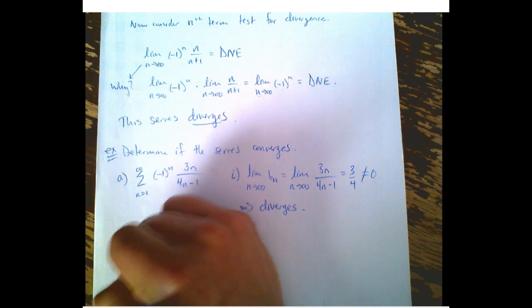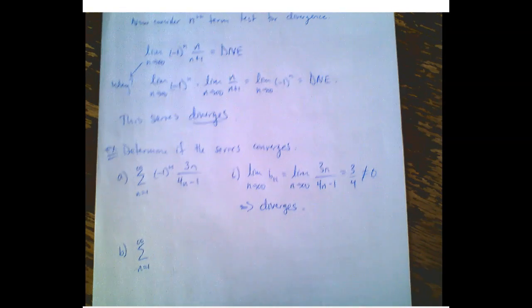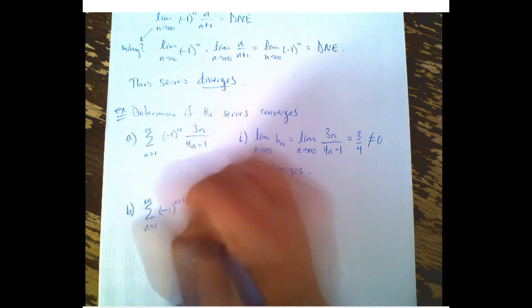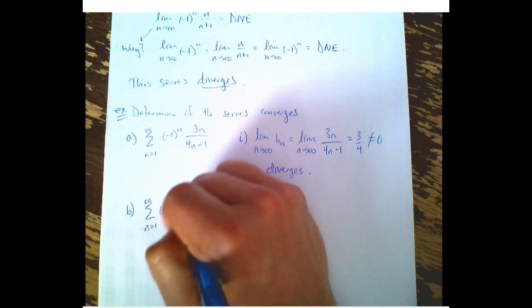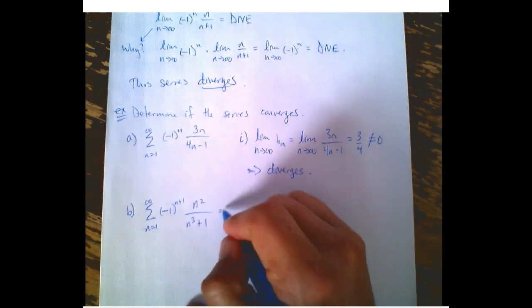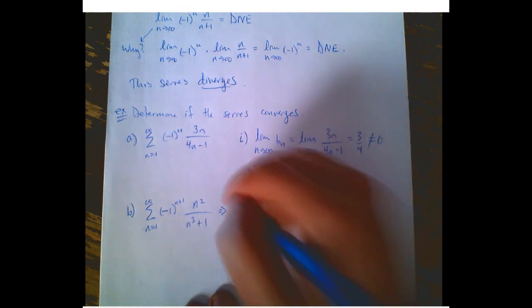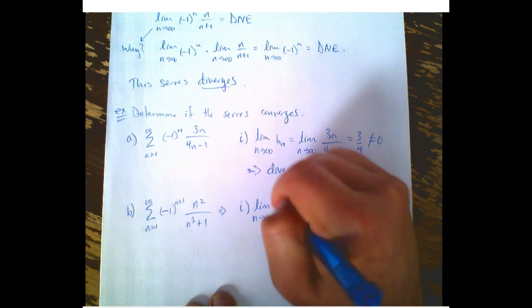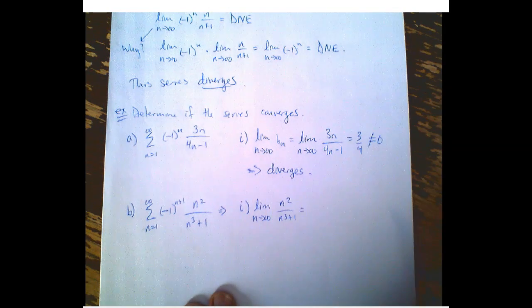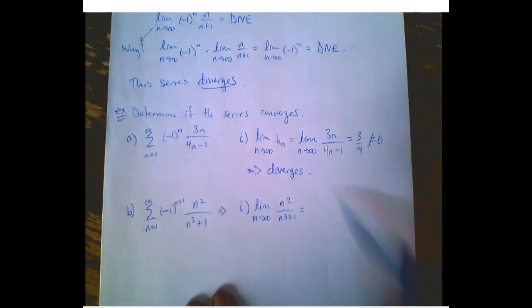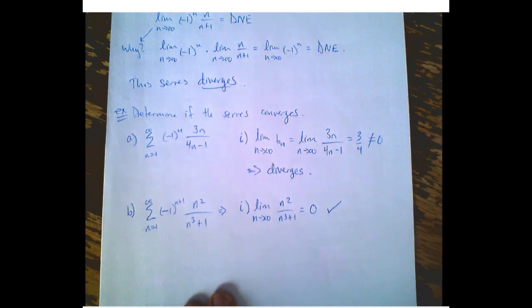B. Let's try -1 to the n plus 1, n squared over n cubed plus 1. All right, so let's check our first condition, check our limit as n goes to infinity of the positive terms. There's a larger degree at the bottom here, so this limit goes to 0. So that condition is met.